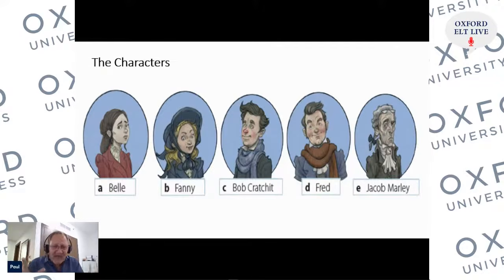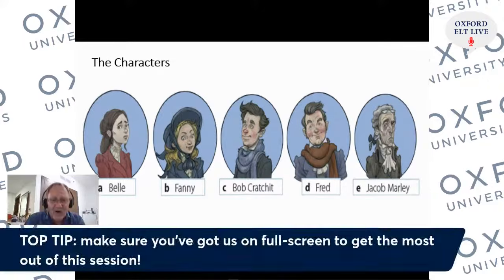And let's see, now we've got the main character. What about the other characters? Very quickly, we have Belle, Fanny. These are the two young ladies in the story. I'll tell you who they are in a moment. And the three men we have are Bob Cratchit, Fred, and Jacob Marley.